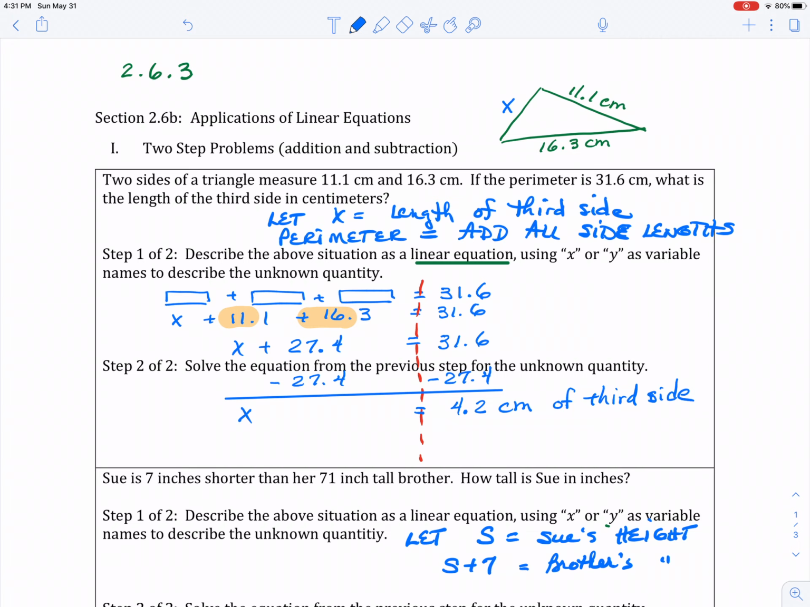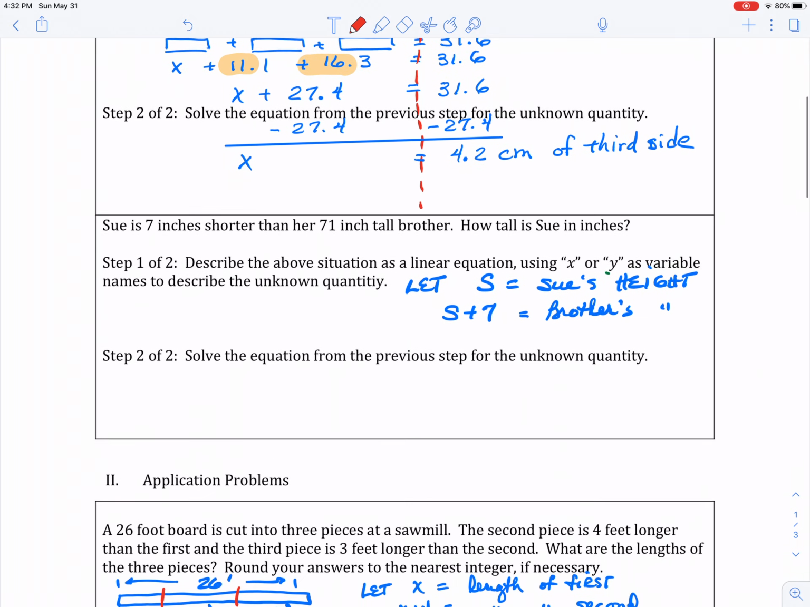Of course, you can run back up here and replace x with 4.2 centimeters, and then you should be able to take those three side lengths, add them back together again, and come up with this 31.6 centimeters, and you can see that you do, and so you know that your answer is correct. All right, so moving on to the second one.